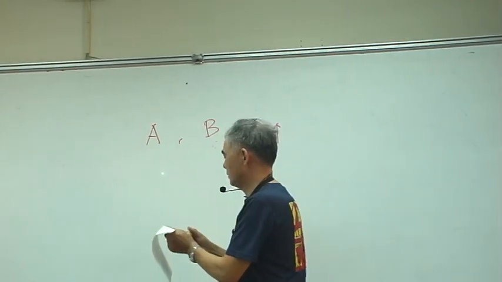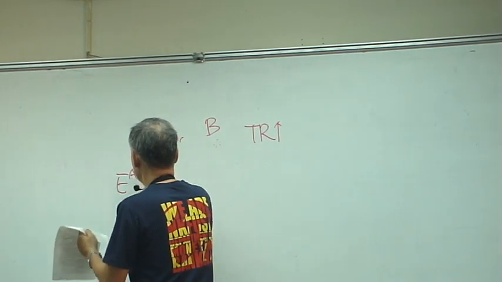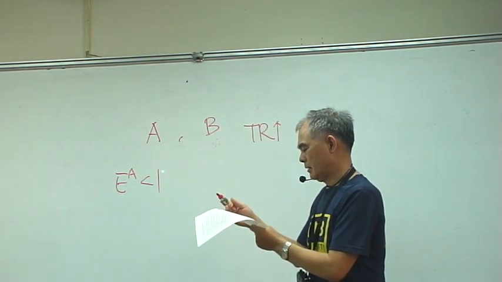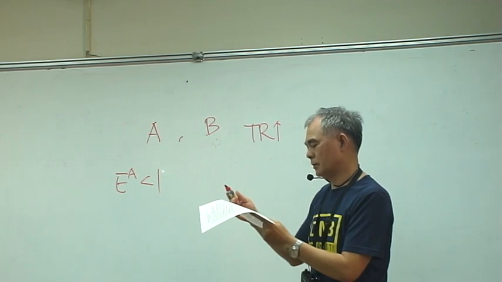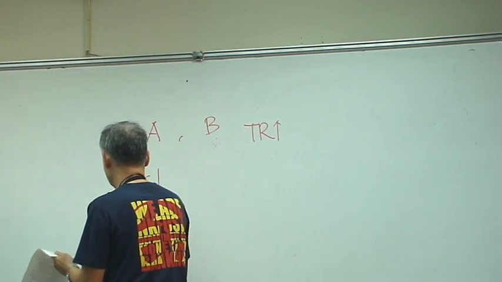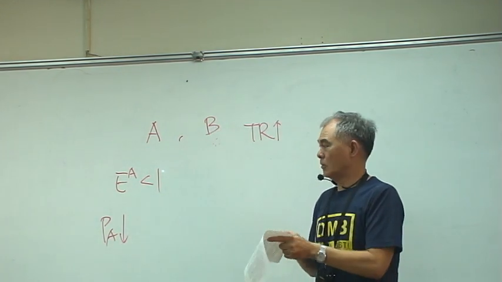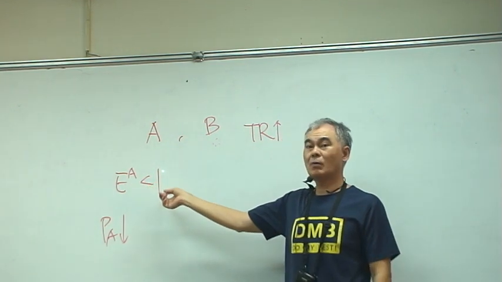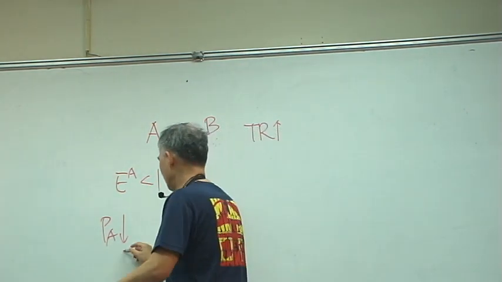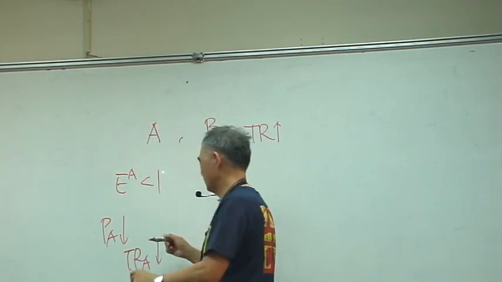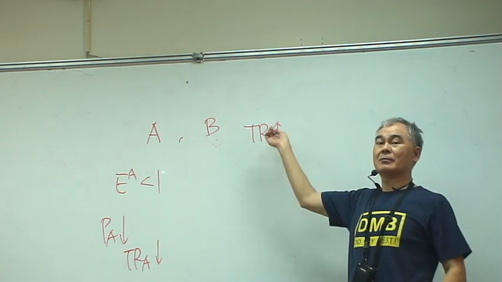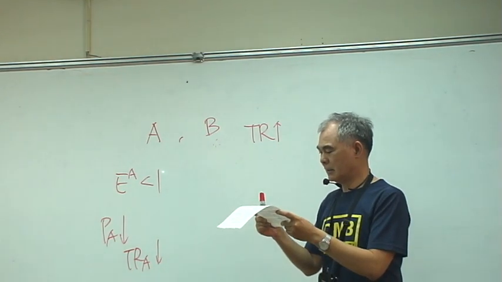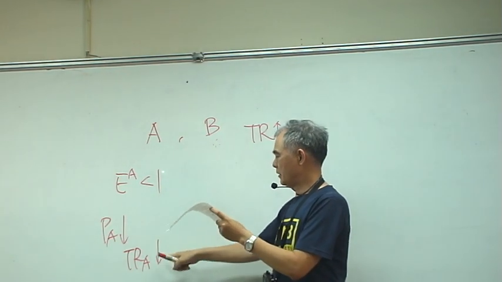Choice A says the elasticity of A is less than 1. So we reduce the price of A, so PA goes down. If PA goes down and elasticity is less than 1, what does that mean? That means total revenue of A will go down. So the goal is to have it go up, so this one will not work. So A is cancelled.